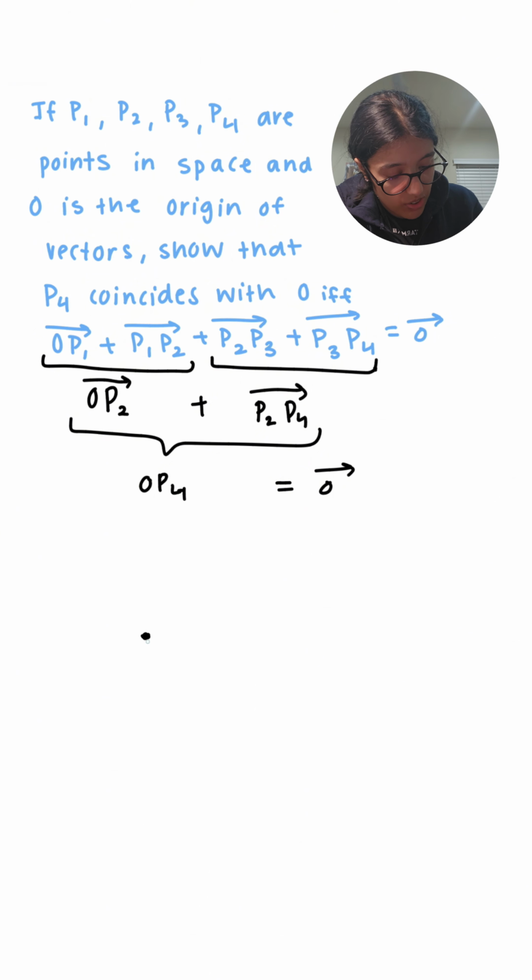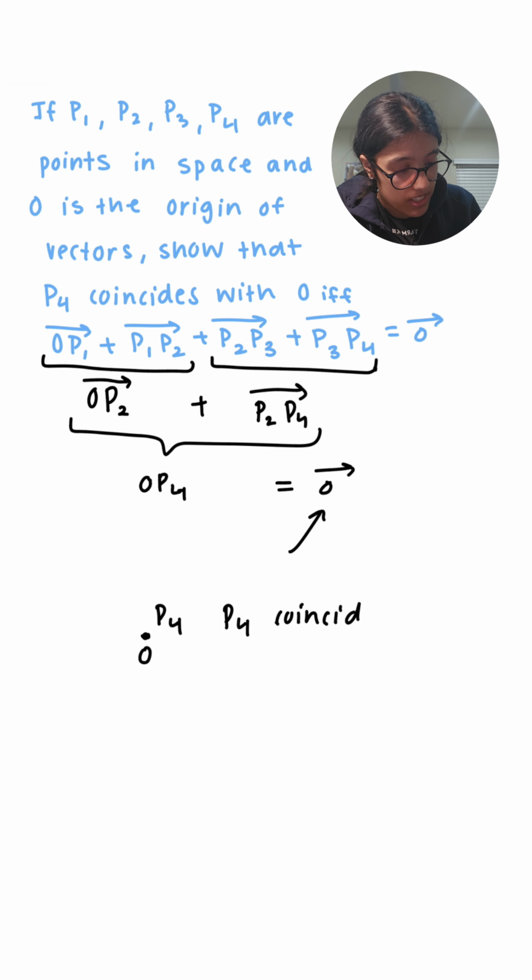Now, if I draw 0 over here, P4 actually has to lie at that same exact point in order for 0, P4 to be a null vector. Therefore, P4 definitely does coincide with 0.